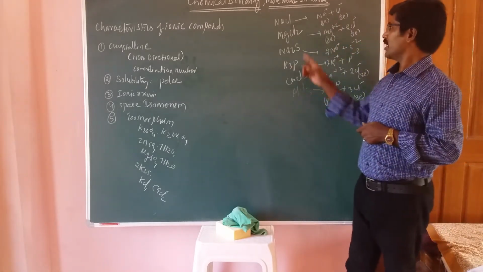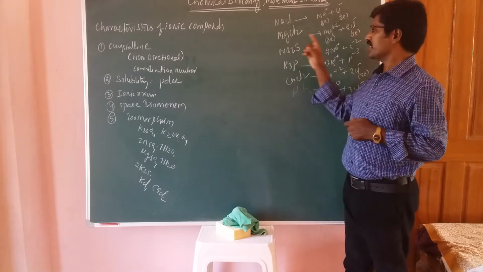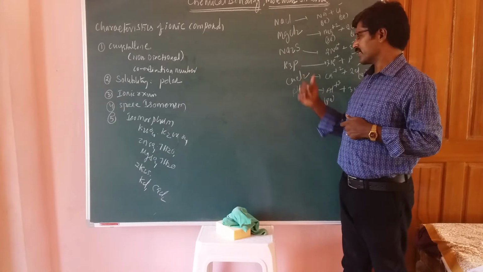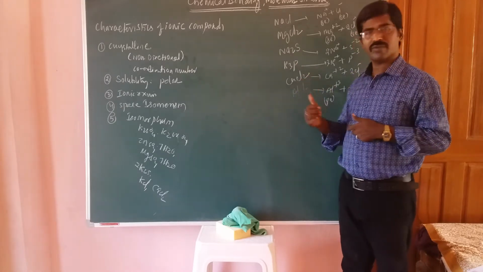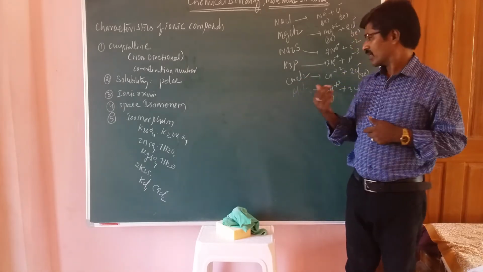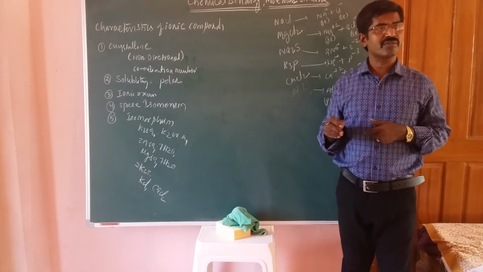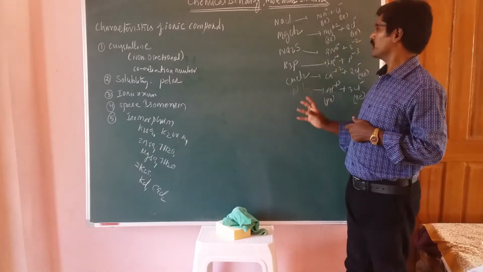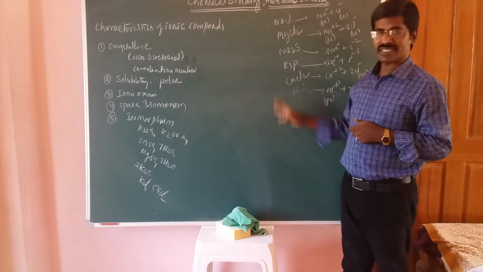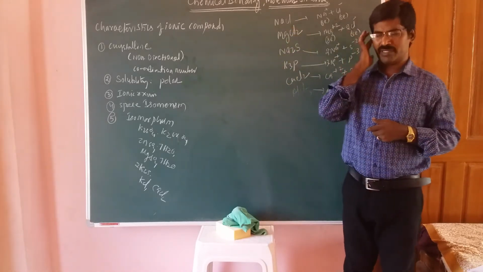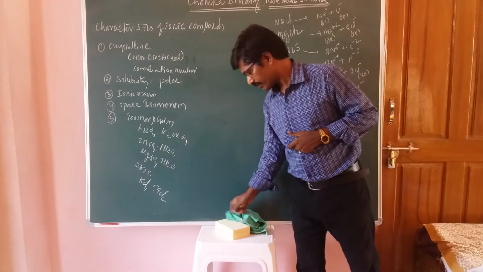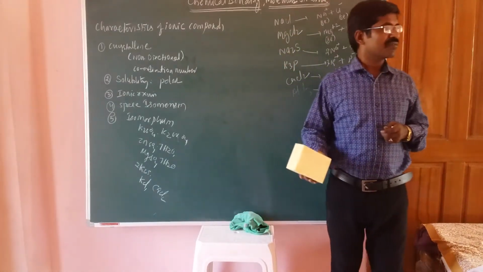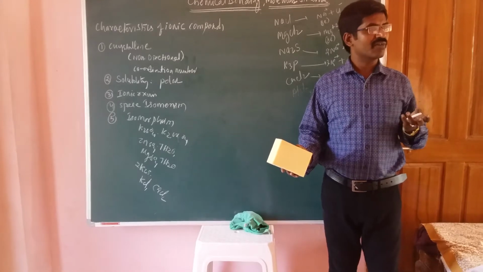The NaCl example, MgCl2 example, Na2S example, K3P example, CaCl2 example, and AlCl3 example. So these are the examples which are studied in ionic bond formation. This is the exact concept to cover ionic bond formation.